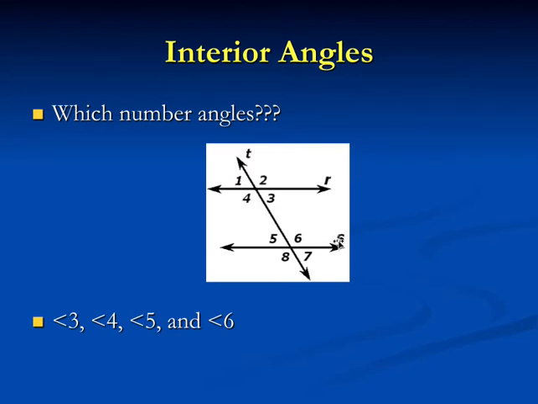So here's that diagram again, and I just wanted to illustrate that in between lines R and S, the two lines that are being intersected, we have what we call the interior. So our interior angles are going to be angles 3, 4, 5, and 6.